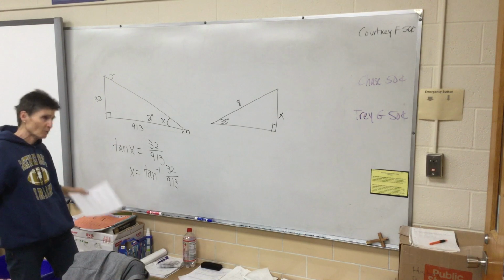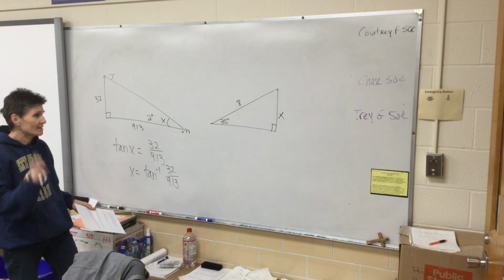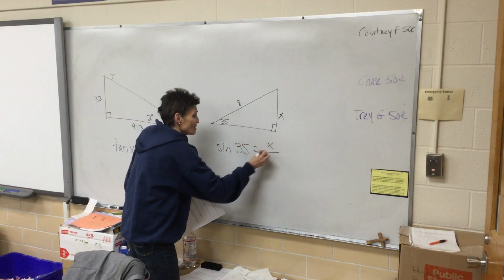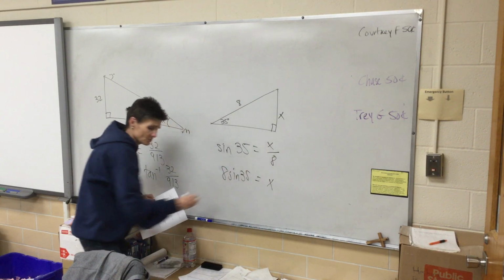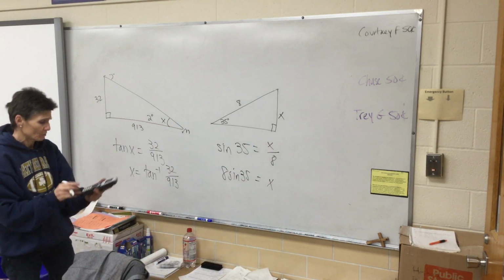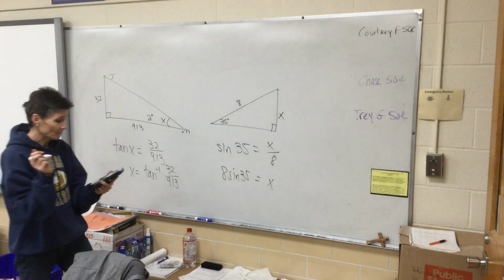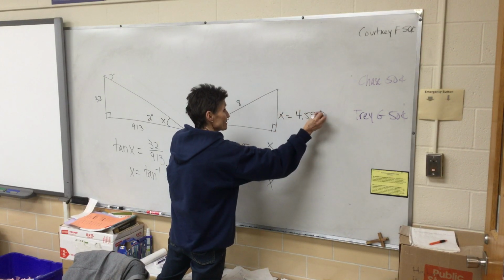Oh man, compared to what we just did with that Jim walking toward the building thing, this is easy. Sine 35 equals x over 8. So 8 sine 35 is the answer to the question. Whew, we could do a whole bunch of those. 8 sine 35, 4.59 feet.